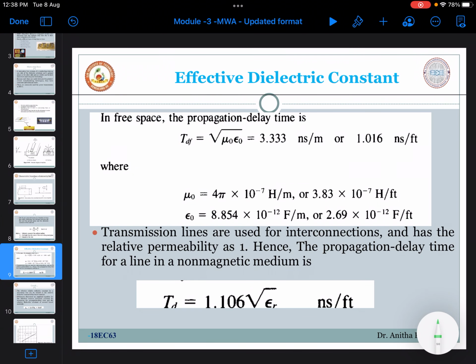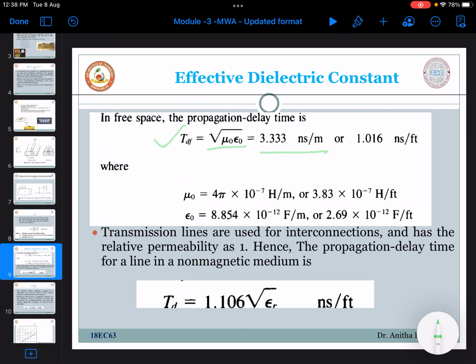And as for the effective dielectric constant epsilon r e, if I want to calculate it, first we need to know about the propagation time delay that it takes in free space as well as in the material. This is the case of free space, which is the time taken for the wave to propagate in free space, which is square root of mu naught into epsilon naught.